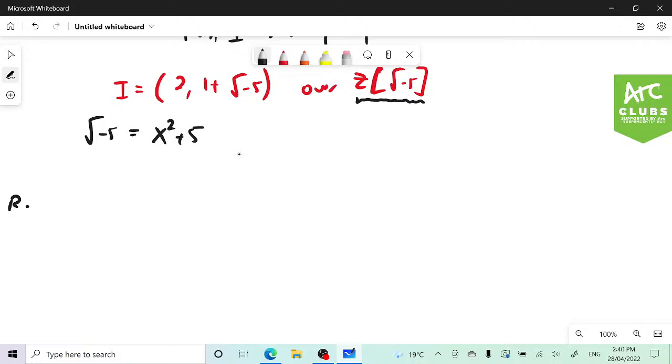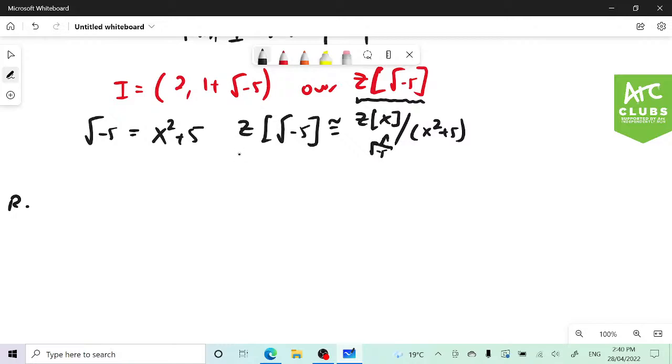So what we can note here is that we can generate an isomorphism from Z[square root of minus 5] to the following ring: Z[x], the ring of polynomials with integer coefficients, quotient x squared plus 5. And so we can actually replace square root of minus 5 with x here.